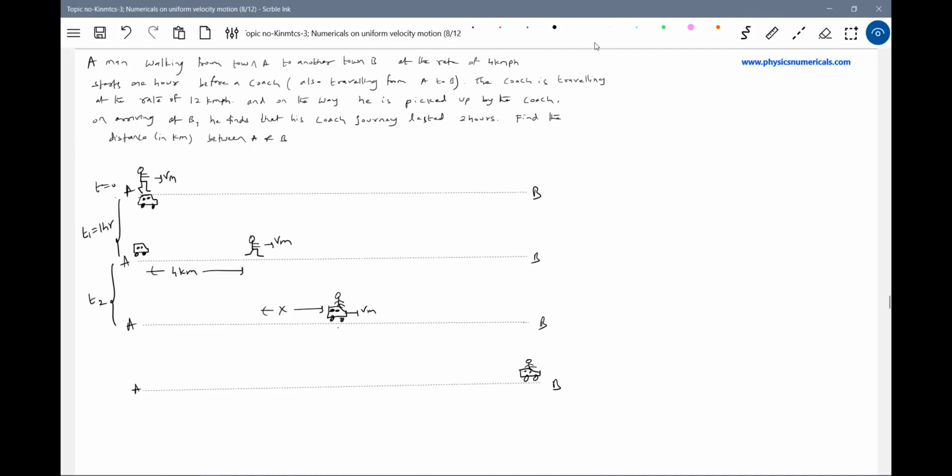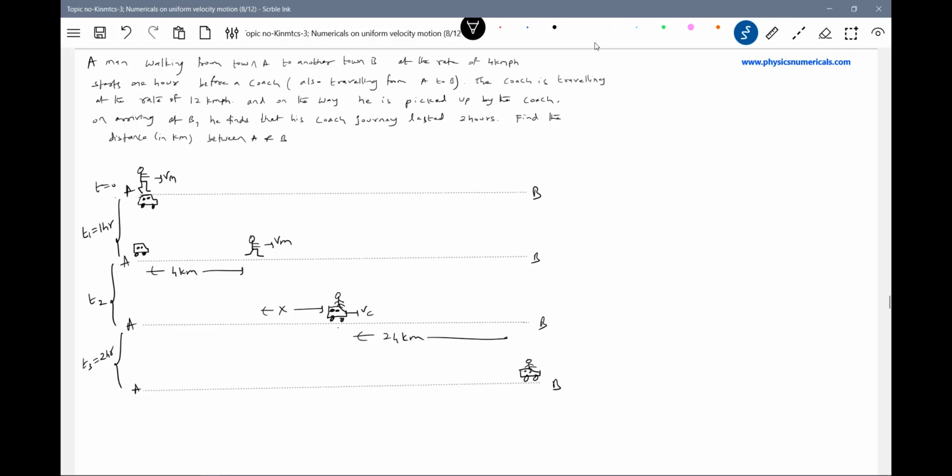So from here, what happened? The journey will start now. So this will be 2 hours. What is the speed of the coach? 12 km per hour. I need to move for 2 hours from here. Look at this: 12 km/h for 2 hours. So what should this distance be? 24 kilometers.